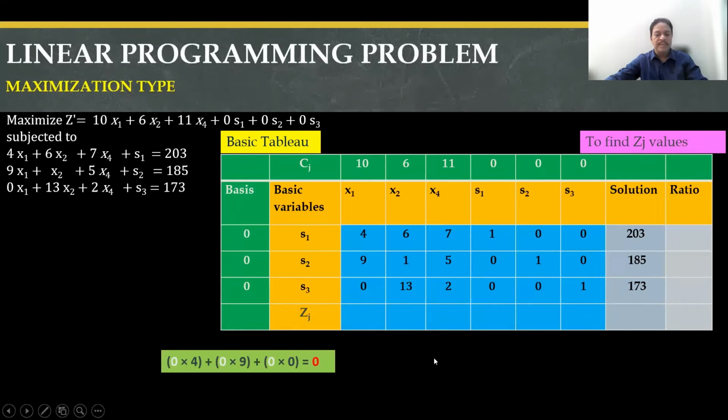So how do you find the Zj value? For this place, we'll find the Zj value this way. 0 into 4, so 0 is here, 4 is here, 0 into 4 plus this 0 into 0, 9, 0 into 9 plus this 0 into this 0. And we get it as 0.